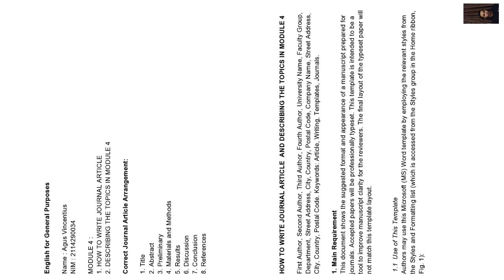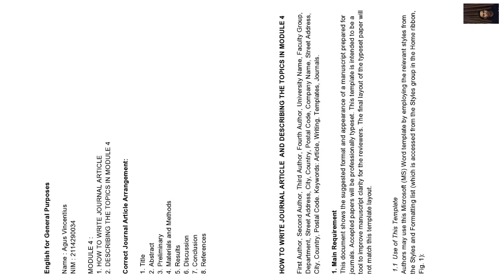How to write a journal article and describing the topics in Module 4. First author, second author, third author, fourth author, university name, faculty group, department, street address, city, country, postal code, company name, street address, city, country, postal code. Keywords: article, writing, templates, journal.